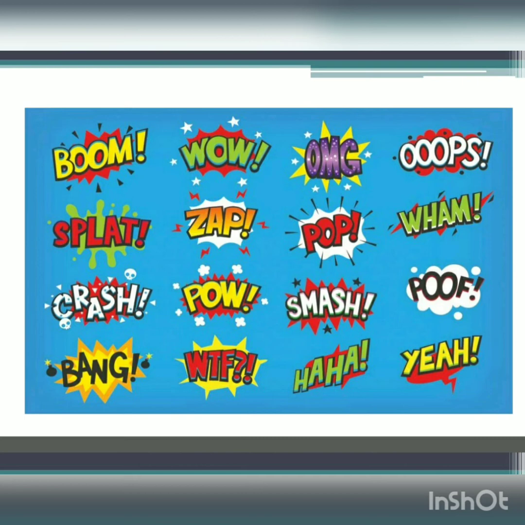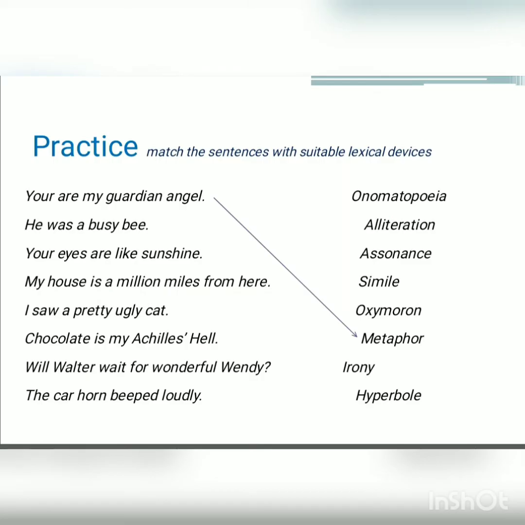I think that the previous devices were clear for you. That's why let's do some activities. This activity's task is to match the sentences with suitable lexical devices. Here on one part of the page you see different sentences which were taken from the stories, and on the other you see different lexical devices. Your task is to match them according to their meaning. For example, the first is an example. You are my guardian angel. It is a metaphor. Find out the others.